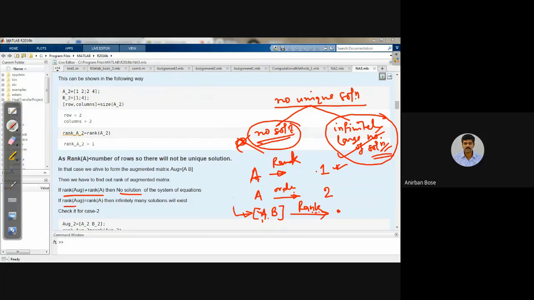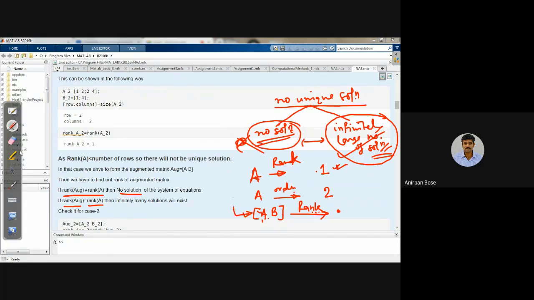And if the rank of the augmented matrix is equal to the rank of A, and at the same time the rank is less than the order of the matrix, then an infinitely large number of solutions exist. Okay, so this is the criteria that will separate these two situations.